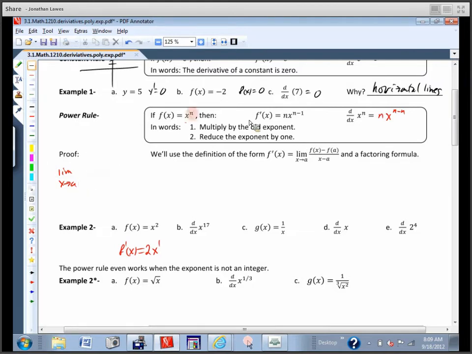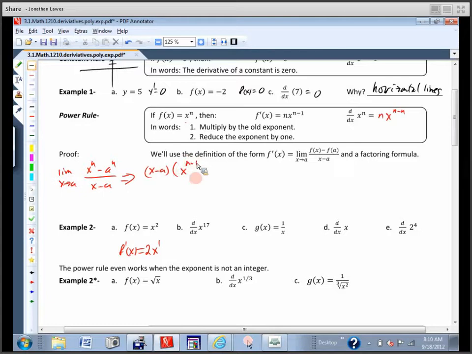Okay? So here's why. So if I start off with this right here, this is what I have. I'd have the limit as x approaches a. And if you don't want to write this down, I think this is in your textbook. You can just watch and think about it. Okay? So if the function is x to the n, then this would be x to the n minus a to the n over x minus a. Now I'm going to use a little factoring formula. This is from the binomial theorem.